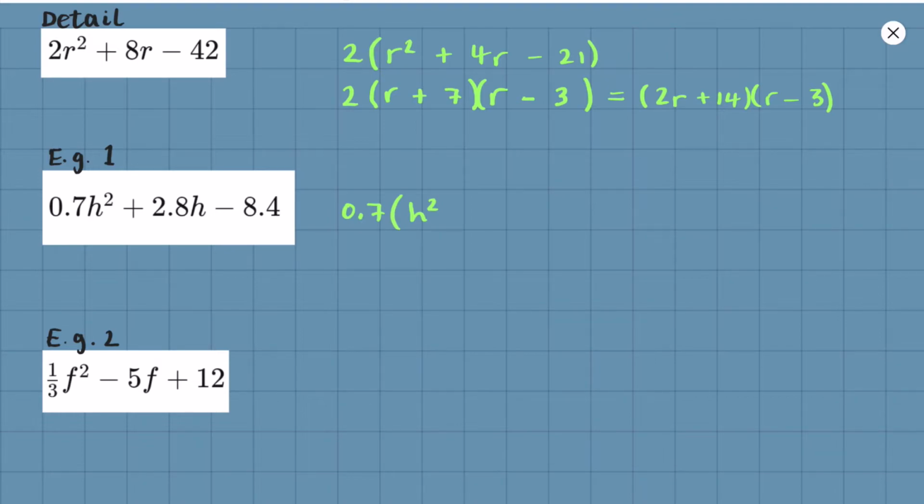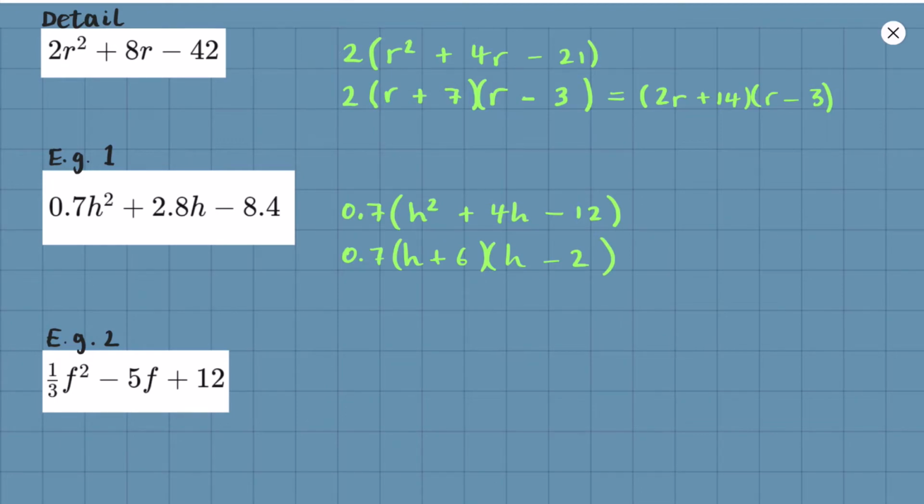We divide by 0.7 what we took out, so we're left with h squared. 2.8 divided by 0.7, that's going to leave us with 4. And then 8.4 is like 84, so divided by 7, we get 12. And it is nicer. So 0.7 is preserved, and it looks like I'm going to be going ahead with 6 and 2 here. So h plus 6, h subtract 2, which will give me my plus 4.